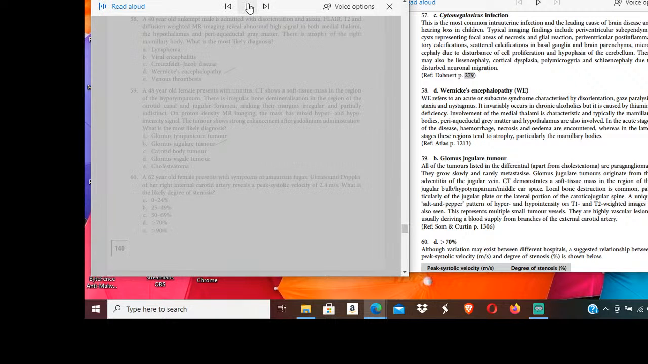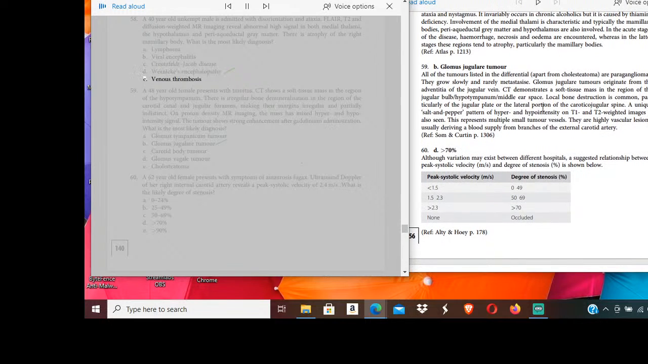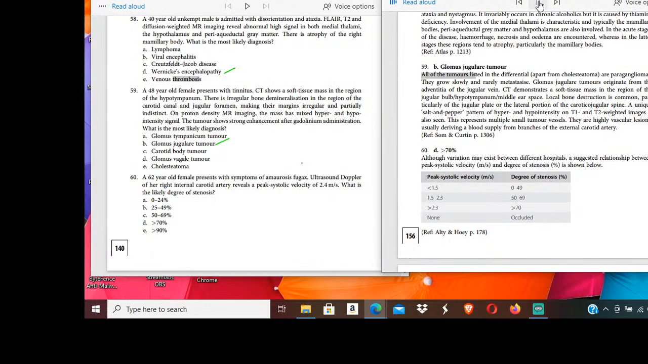58. A 40-year-old unkempt male is admitted with disorientation and ataxia. FLAIR T2 and diffusion-weighted MR imaging reveal abnormal high signal in both medial thalami, the hypothalamus, and periaqueductal gray matter. There is atrophy of the right mammillary body. What is the most likely diagnosis? A. Lymphoma. B. Viral encephalitis. C. Creutzfeldt-Jakob disease. D. Wernicke encephalopathy. E. Venous thrombosis.